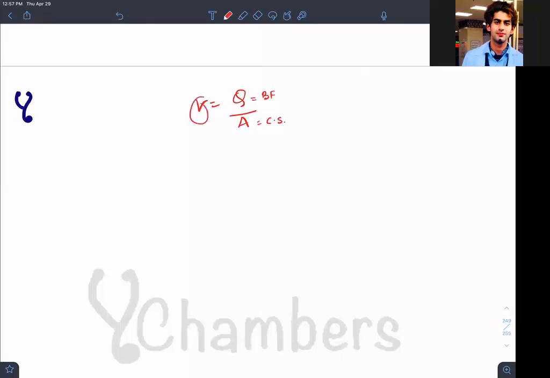Can I express this in an equation? Yes, we'll express this in an equation. So we have to understand this equation. You know this already from physics. The velocity of blood flow is directly proportional to blood flow.